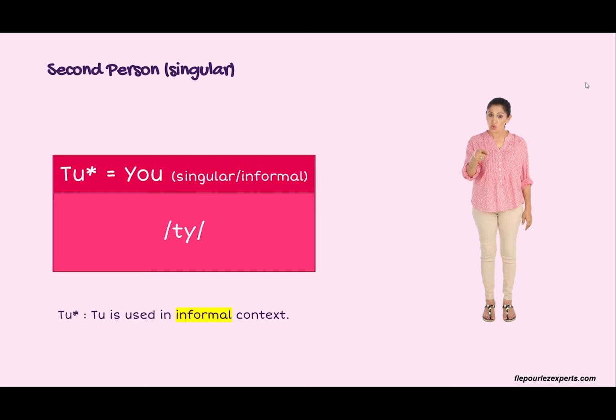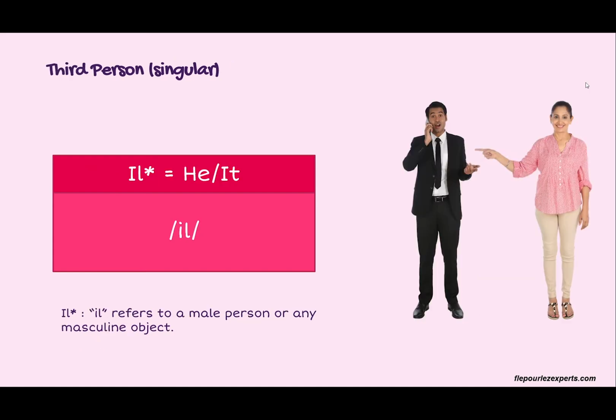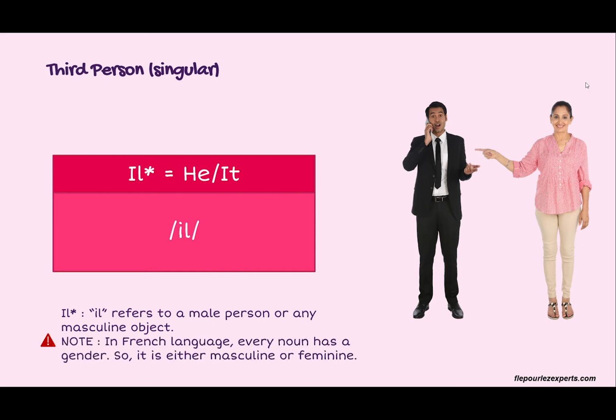Second person singular, tu. Tu is used in informal context. Example, when we address a family member or a friend. Third person singular, il. He or it. So il refers to a male person or any masculine object. Remember that in French language, every noun has a gender. So either it is masculine or feminine.